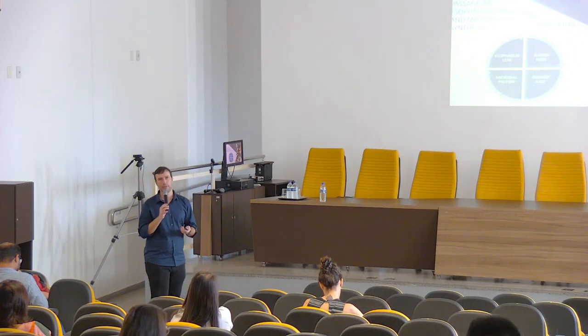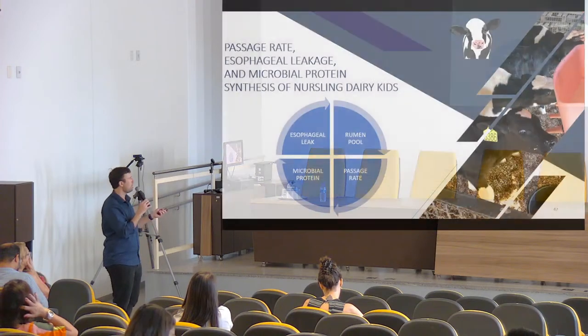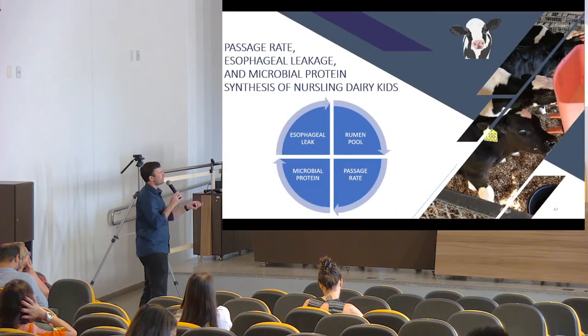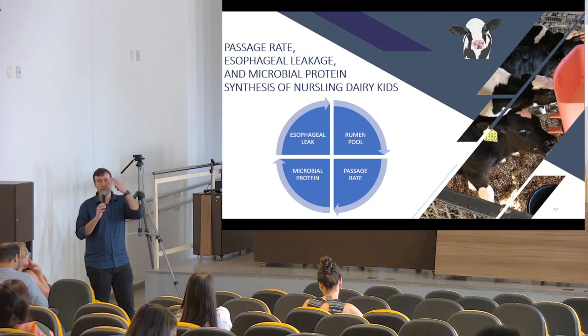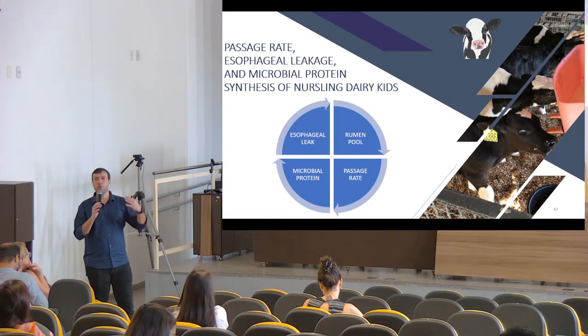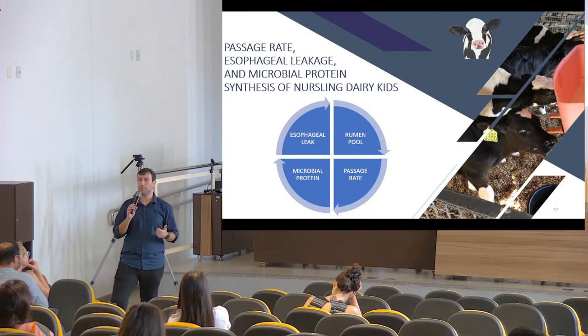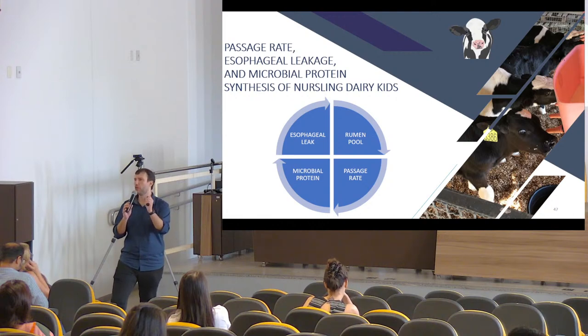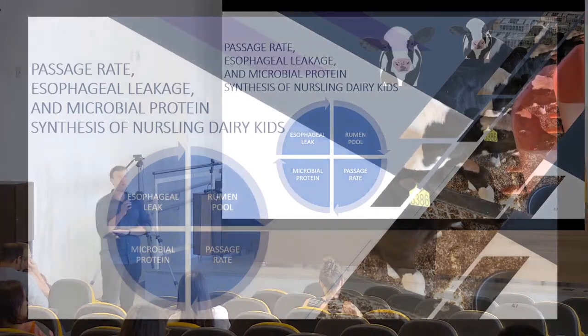So, okay, as any strong-headed researcher, we go there and say, let us try to test it. We designed this study, and the problem with determining microbial protein production in calves is that the way we do it in adult animals is that we need to establish the passage rate and the rumen pool. Technically, the multiplication of the rumen pool by the passage rate is your microbial protein production per day, and the endogenous fraction as well. But we don't know any of this in calves.